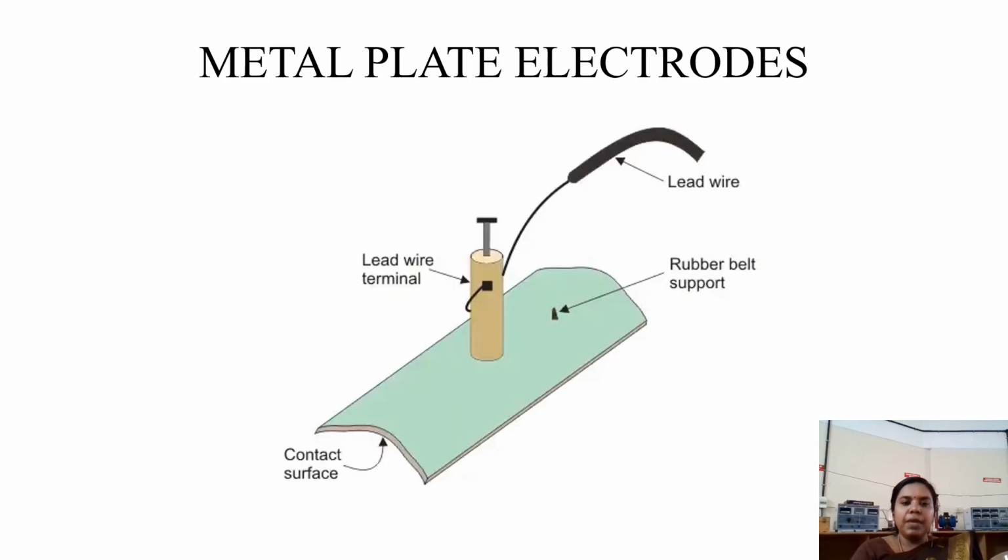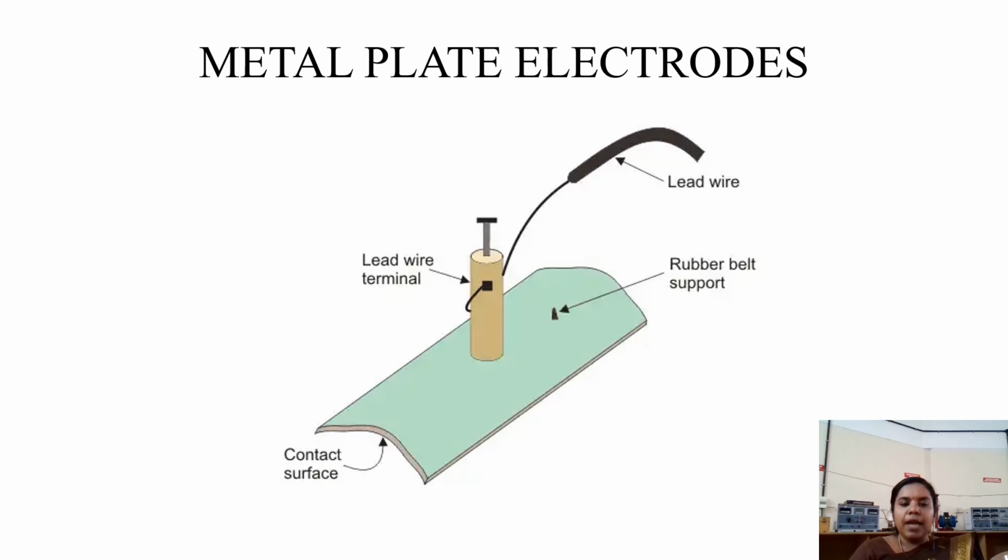This is the image of a metal plate electrode. Here we have a metal plate which is made up of any metal. This plate will be placed over the surface of the skin. How we place it on the skin is by using an electrolyte gel or an electrolyte paste. They will place the paste over the place where we have to place the electrode, and over the paste they will place the metal electrode.